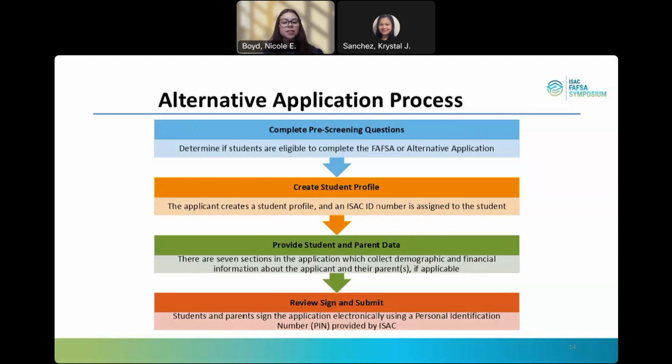And then the final step will be to review the application and then sign and submit. So students and parents will sign that application electronically using a PIN number that will be generated and sent to them in an email by ISAC.